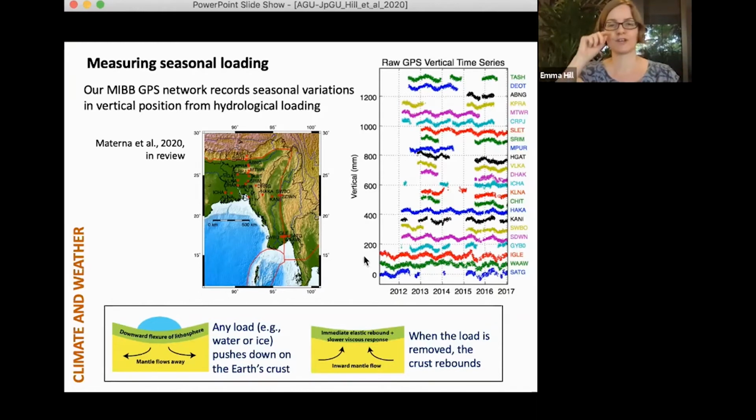And so if you just look at the position data, just the vertical time series for the GPS, you see these seasonal cycles in the time series that are related to the water load every wet season, and then in the dry season it moves back up again. These are data from our stations in Myanmar, India, and Bangladesh.